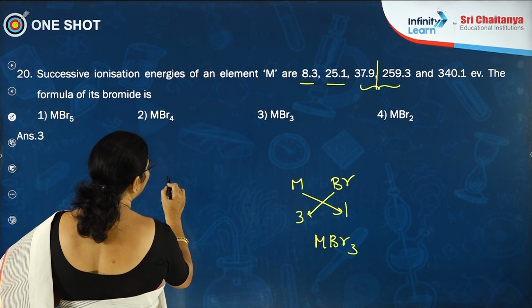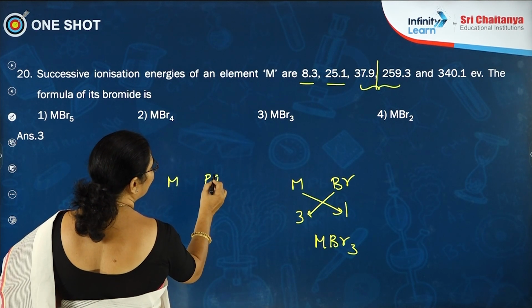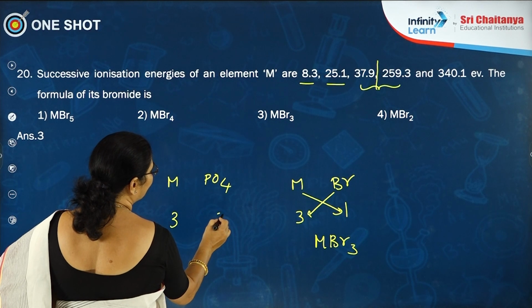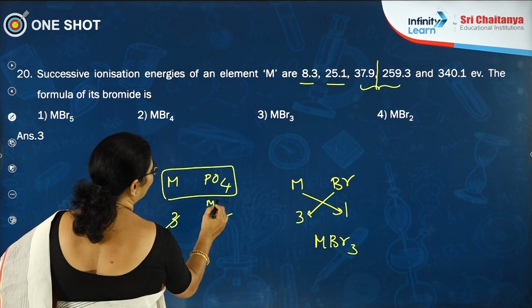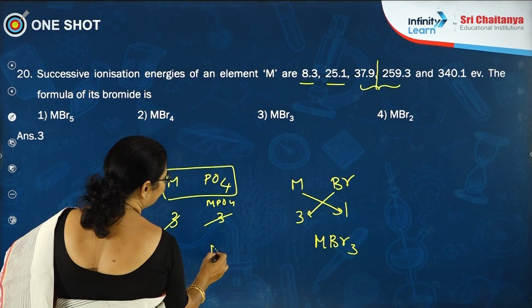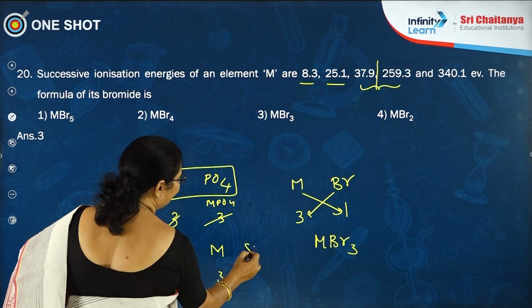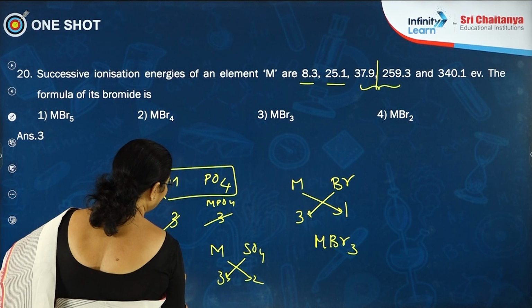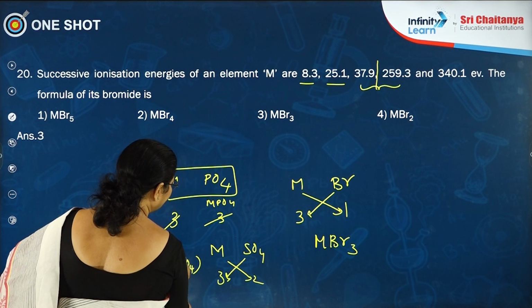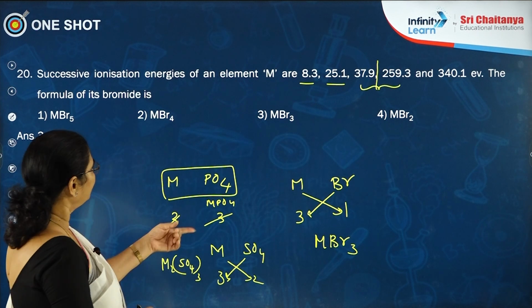Suppose they ask the same question, what is the formula of its phosphate? Metal is 3, phosphate is 3. The 3s will get cancelled, MPO4 is the formula. For metal sulfate, if they ask, metal is 3, sulfate is 2. Crisscross, then the formula is M2(SO4)3. So these are all the formulae.